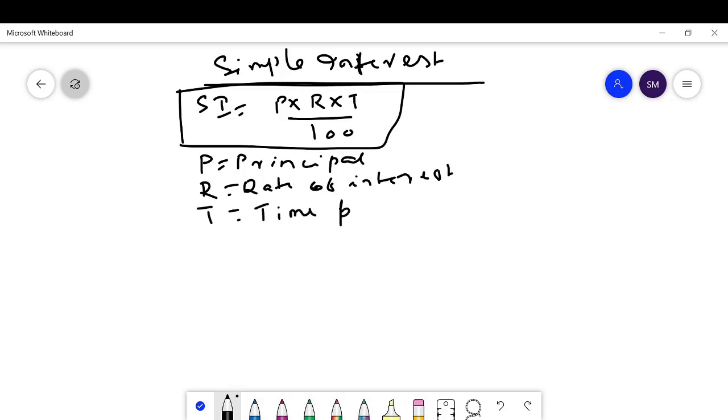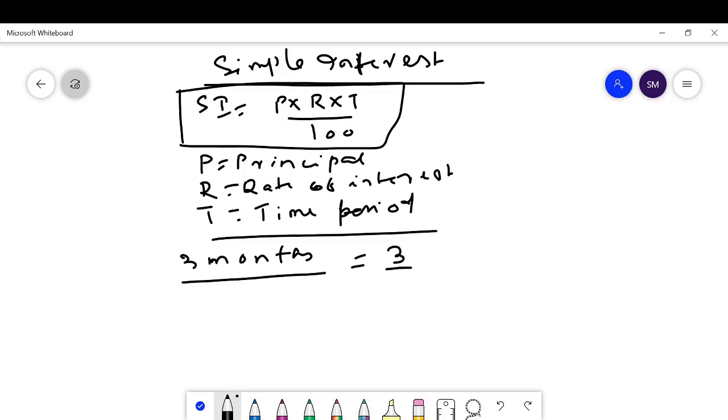You remember students, always use the time period in years. If months are given, you first convert them into years by dividing by 12. Suppose 3 months: 3 months is 3 upon 12, which is 1 upon 4 year. Suppose 6 months: 6 upon 12, which equals 1 upon 2 year.